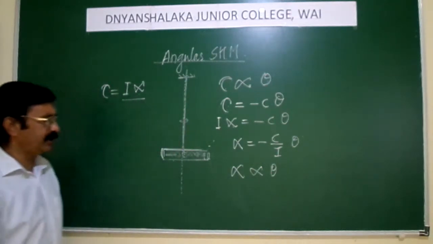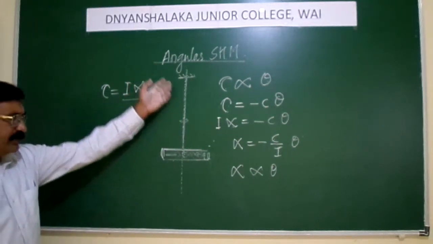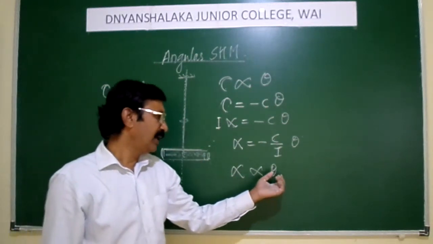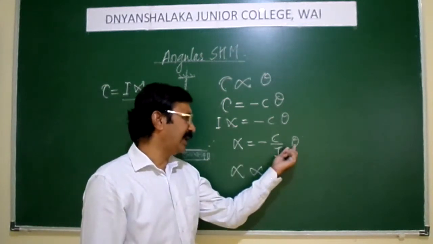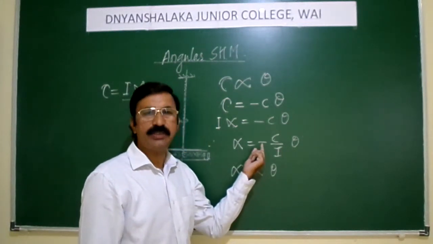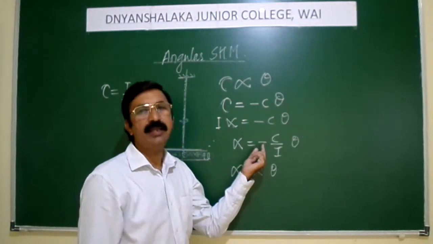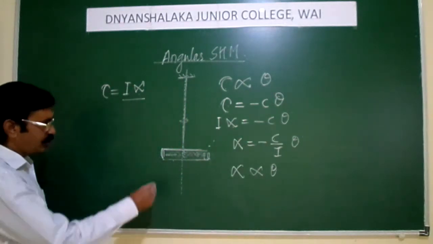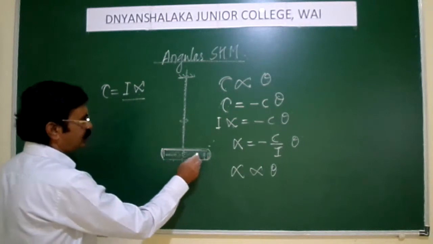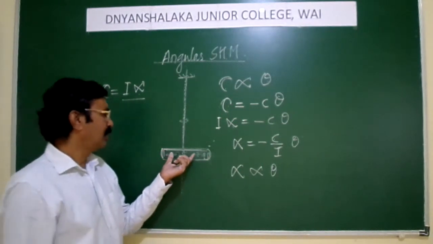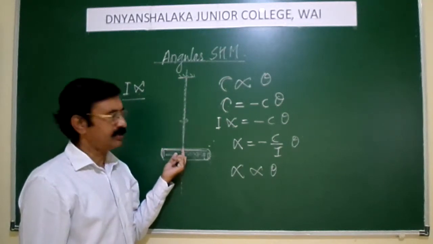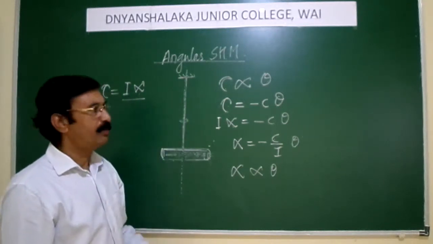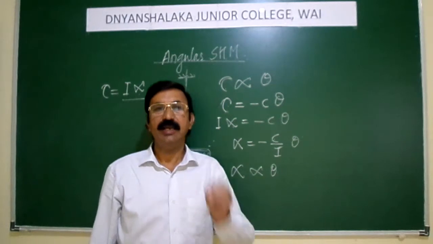Angular acceleration in angular SHM is directly proportional to the angular displacement. Angular acceleration and angular displacement are in opposite directions because of the negative sign. And so in this way we can show that the disc rotating with the help of a string from a rigid support performs angular SHM.